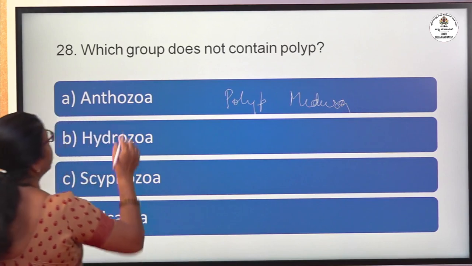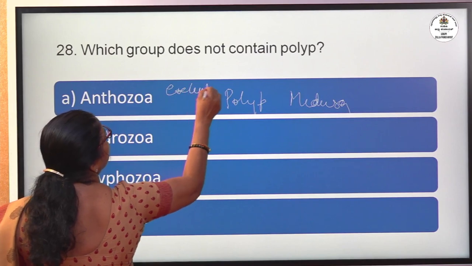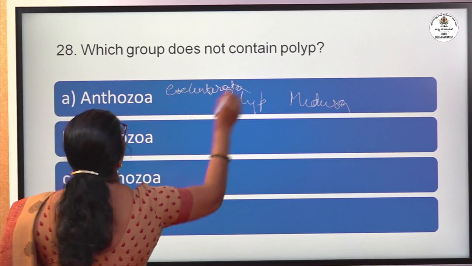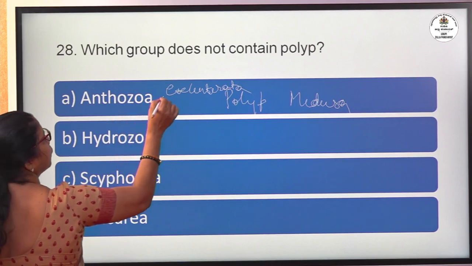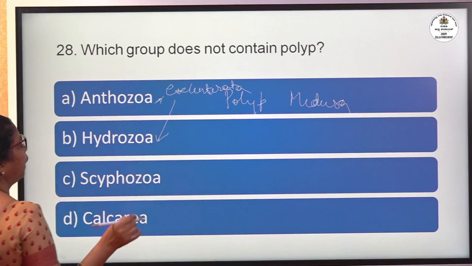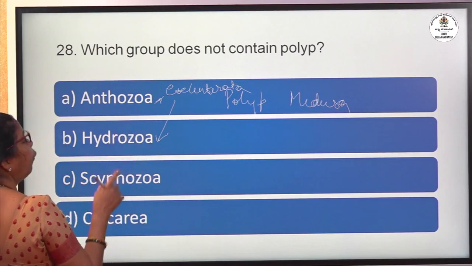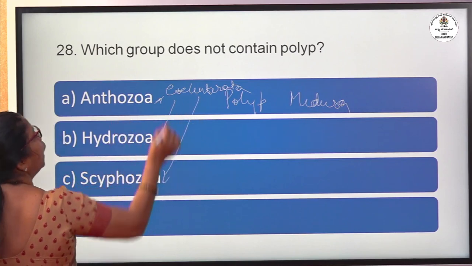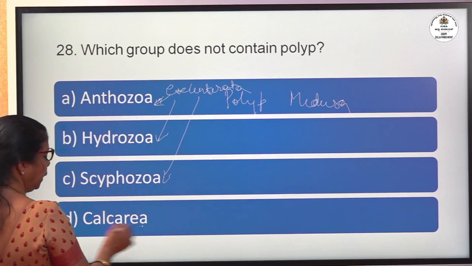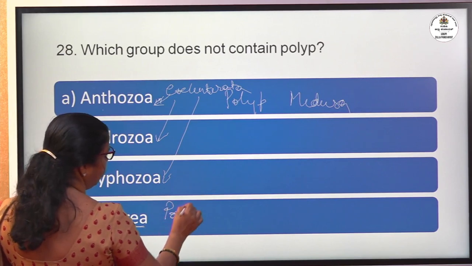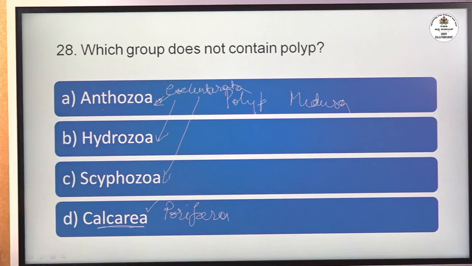So, in the case of phylum Coelenterata, that is divided into three classes. One is Hydrozoa, hydra-like body. Then the medusoid form is dominant, that is in Scyphozoa, and coral-like appearance, that is Anthozoa. Okay, so this Calcarea is one of the member groups under phylum Porifera. So, this is the correct option. It belongs to Porifera.